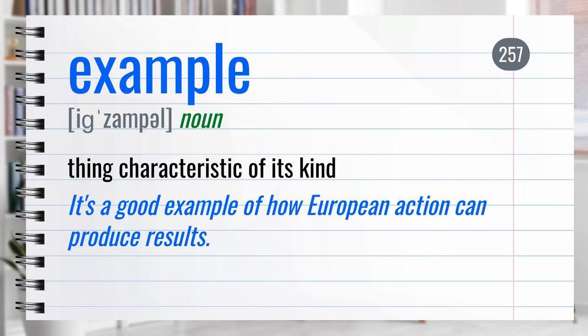Example. Example means thing characteristic of its kind. For example, it's a good example of how European action can produce results.